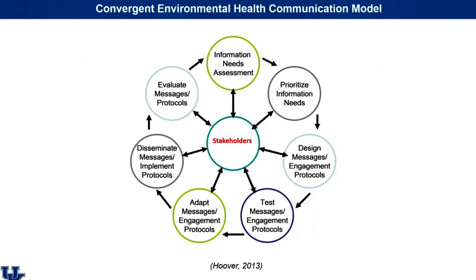So what we did was we brought these three strands together to create the Convergent Environmental Health Communication Model for doing our research translation and community engagement work. And what you see on the outside of this ring is your basic information creation process. If I'm going to create information resources about an environmental health challenge for a community, the first thing I need to do is a needs assessment. What do people need to know? What do they already know? What do they need to know?